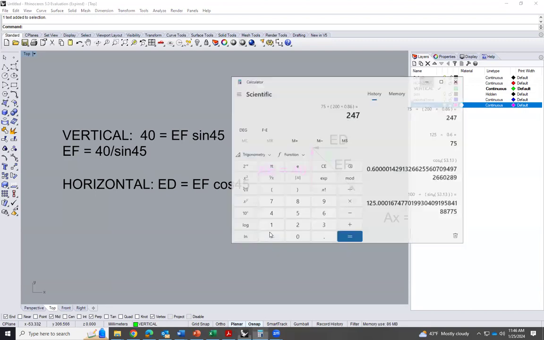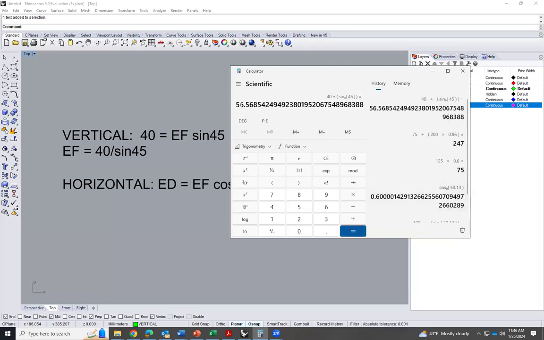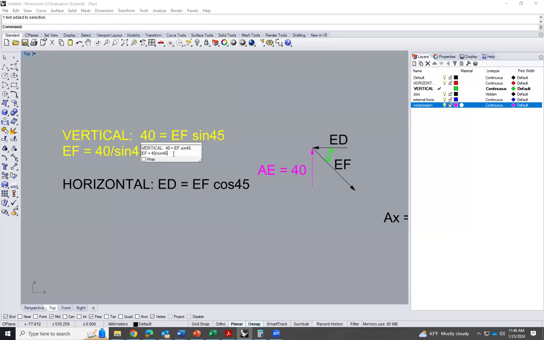How much is it? To go to the calculator, it's 40 divided by, and now I need a parenthesis, 45, trigonometry, sine, close parenthesis, it's 40 divided by sine 45 equals 56.56. So EF equals 56.56.